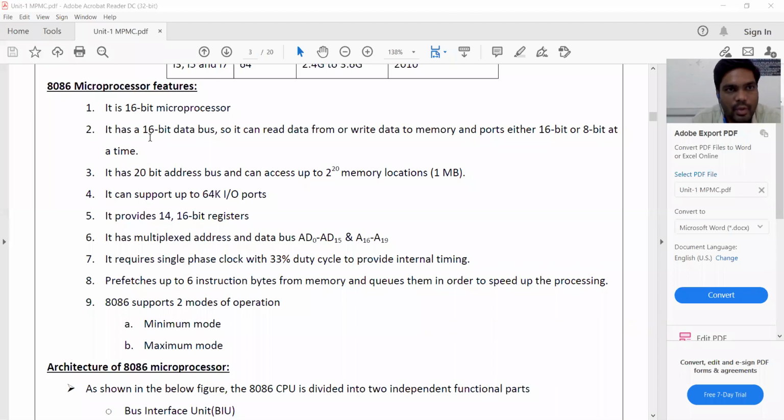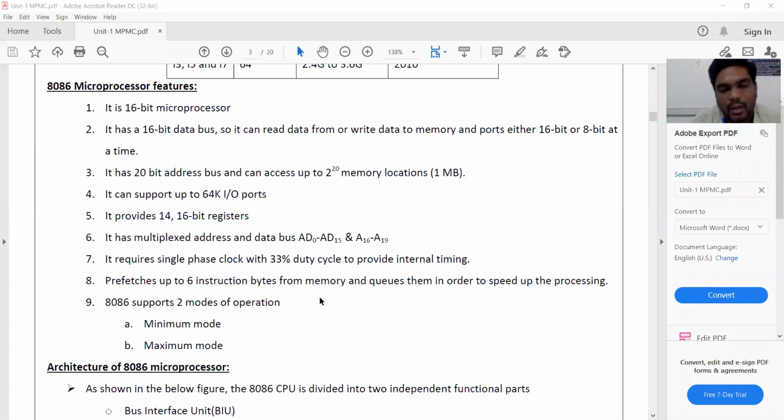This 8086 processor has a special feature: it can operate in two modes, maximum mode and minimum mode. For specific operations we can operate it in maximum mode, and for other operations in minimum mode. That is a special advantage of the 8086 compared to the previous versions of the processor, not the advanced versions. So that's it for the features of the 8086 microprocessor.